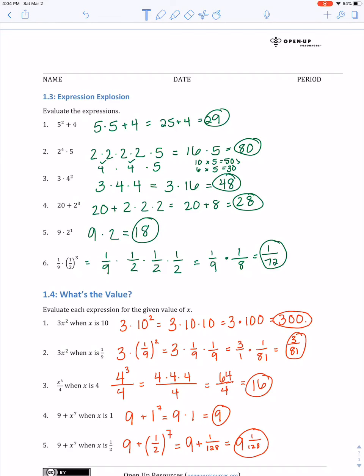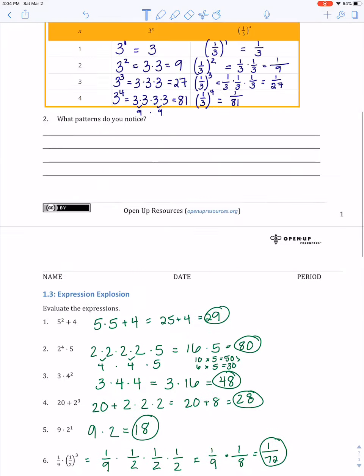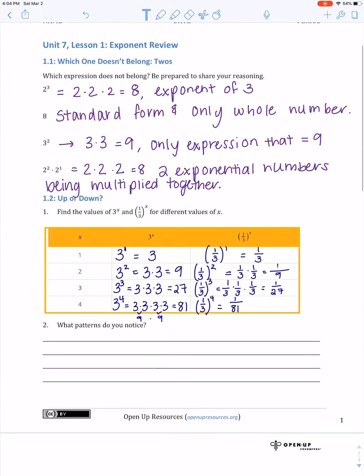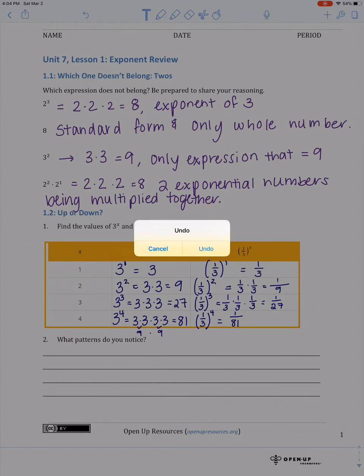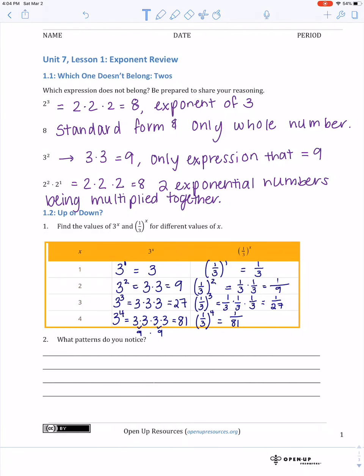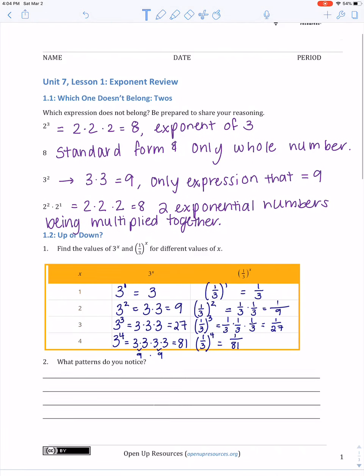When you're evaluating expressions, also keep those order of operations in mind. Also, keep the relationship between our whole number bases and unit fraction bases, that connection there. And you guys should be great.